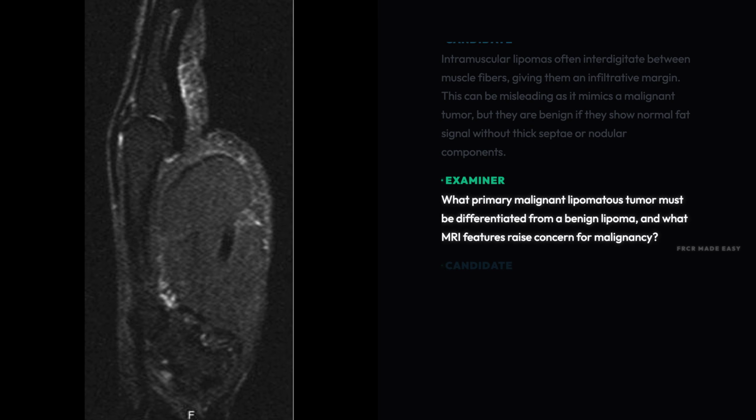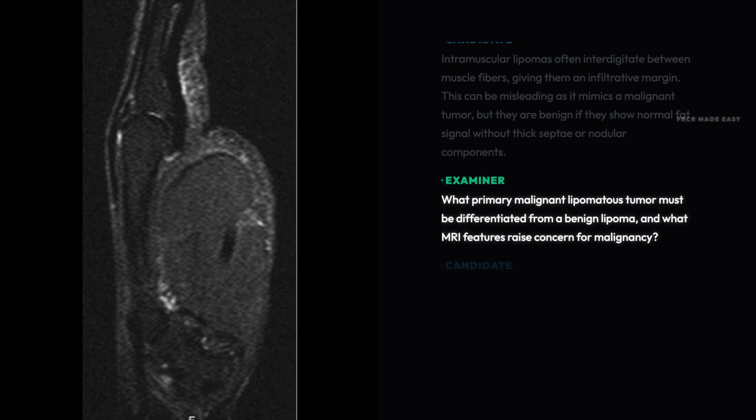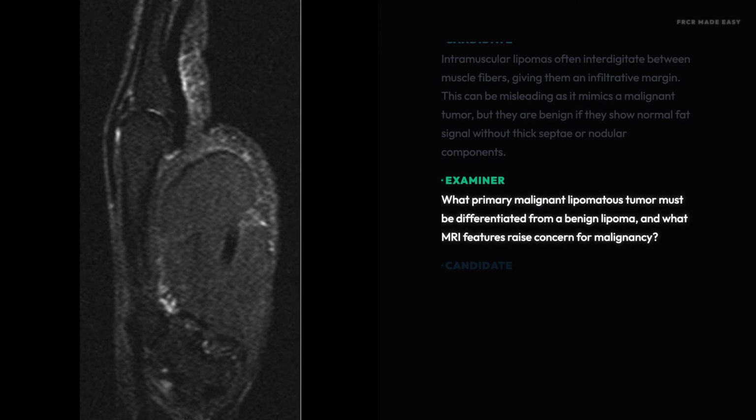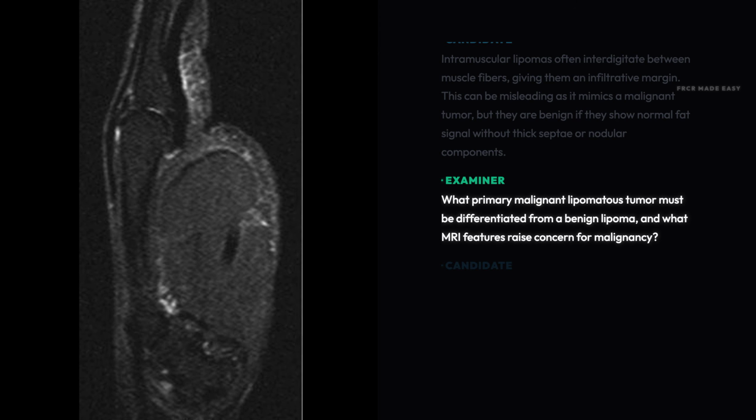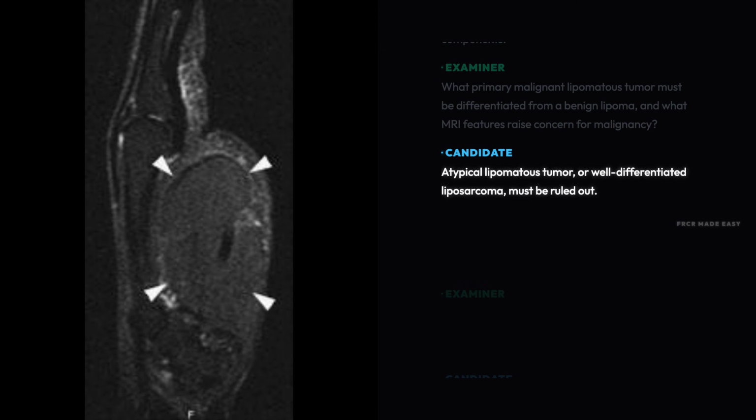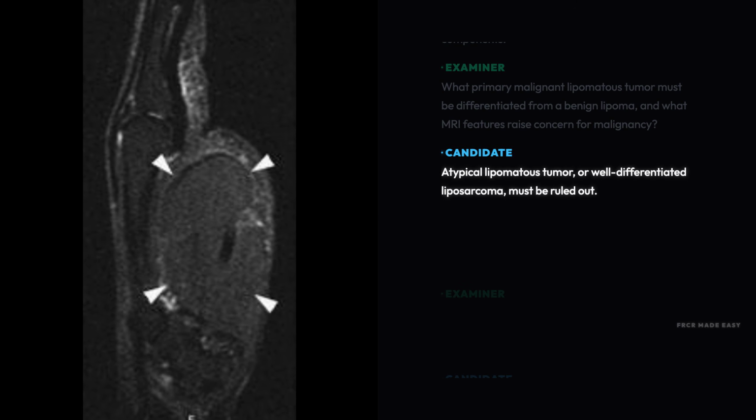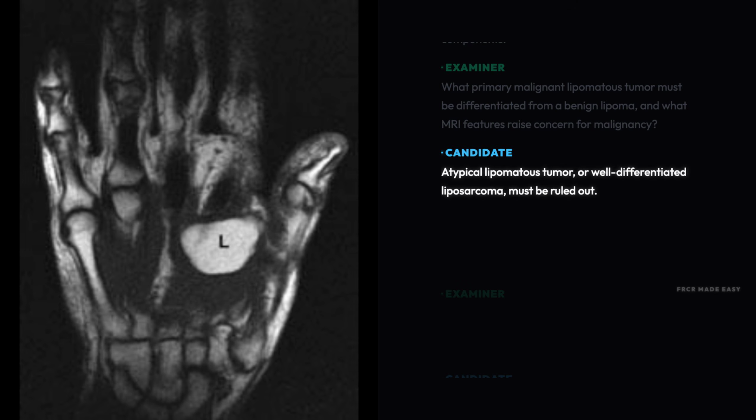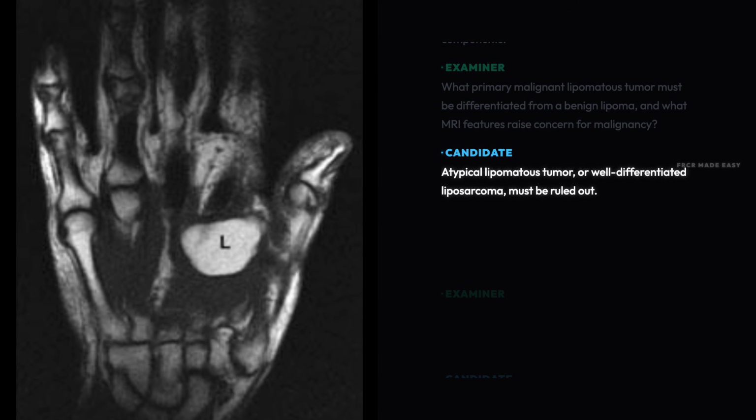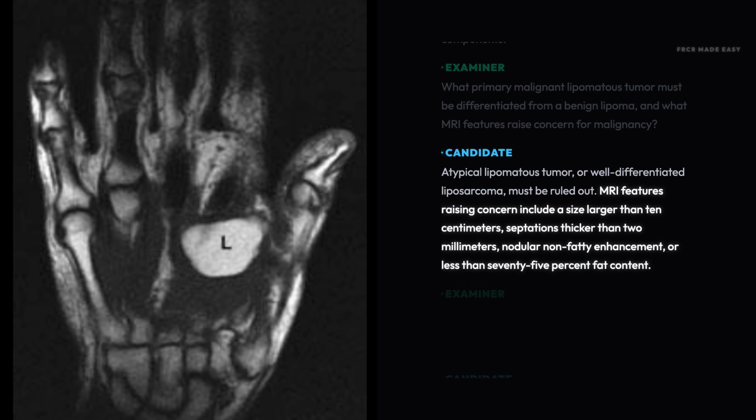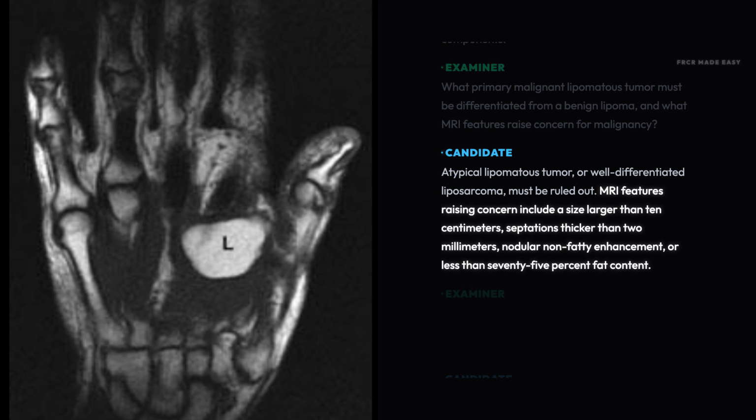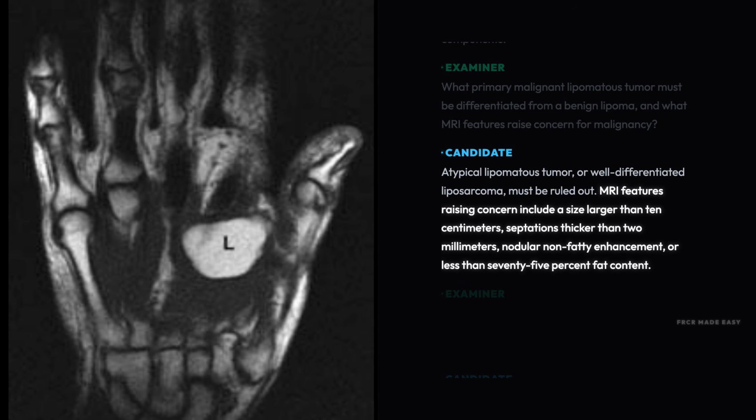What primary malignant lipomatous tumor must be differentiated from a benign lipoma? And what magnetic resonance imaging features raise concern for malignancy? Atypical lipomatous tumor, or well-differentiated liposarcoma, must be ruled out. Magnetic resonance imaging features raising concern include a size larger than 10 centimeters, septations thicker than 2 millimeters, nodular non-fatty enhancement, or less than 75% fat content.